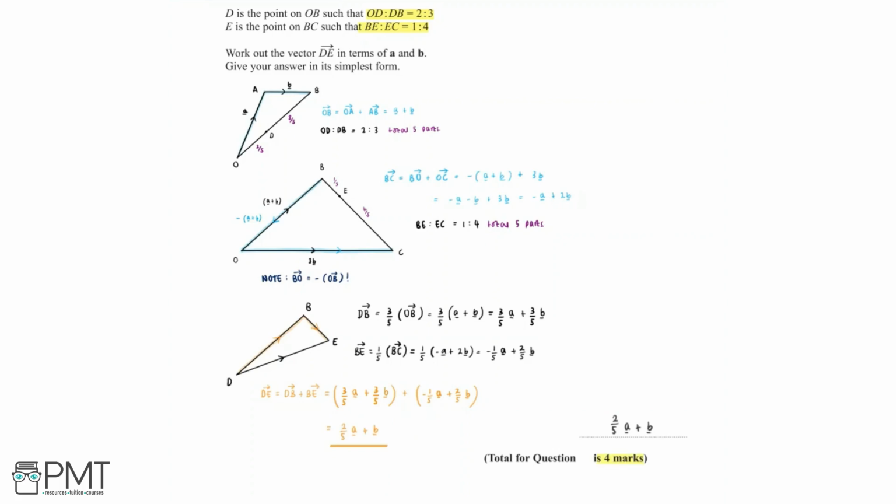Now this question is worth 4 marks. We get the first mark for finding the vector OB, and for also finding that OD is 2/5 of OB, and DB is 3/5 of OB. We get the second mark for finding the vector BC, and for also finding that BE is 1/5 of BC, and the vector EC is 4/5 of BC. We get the third mark for using these ratios in order to find that the vector DE is DB plus BE. And we get the fourth and final mark for correctly simplifying and getting a correct answer that the vector DE is equal to 2 out of 5A plus B, allowing us to get the full 4 marks needed in this question.